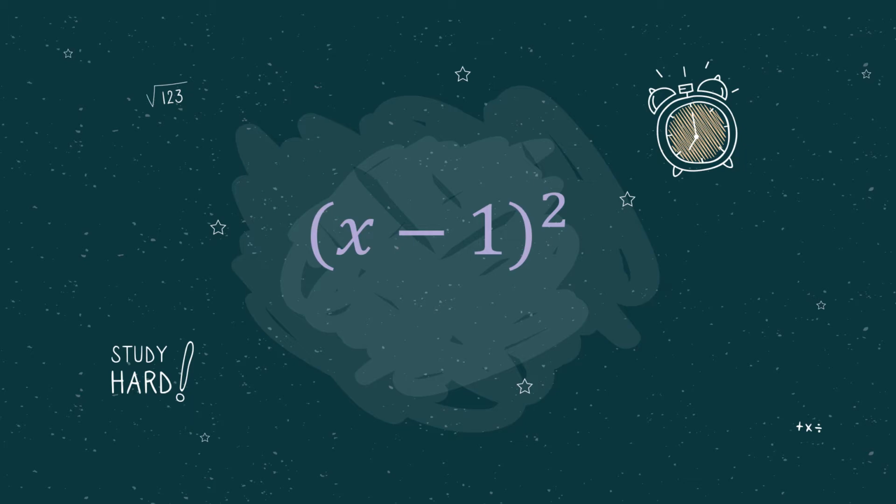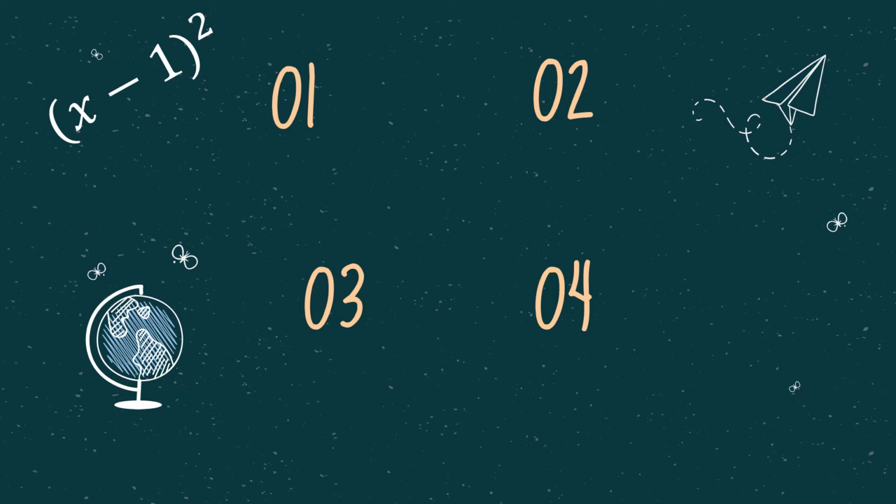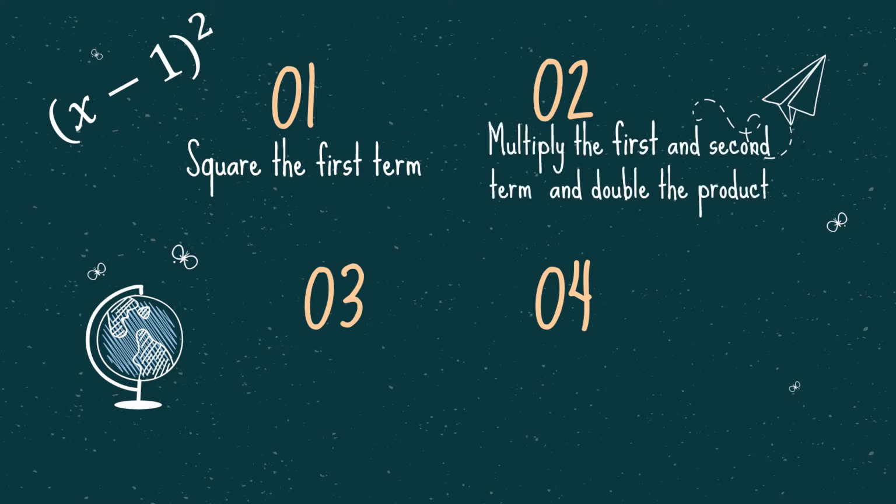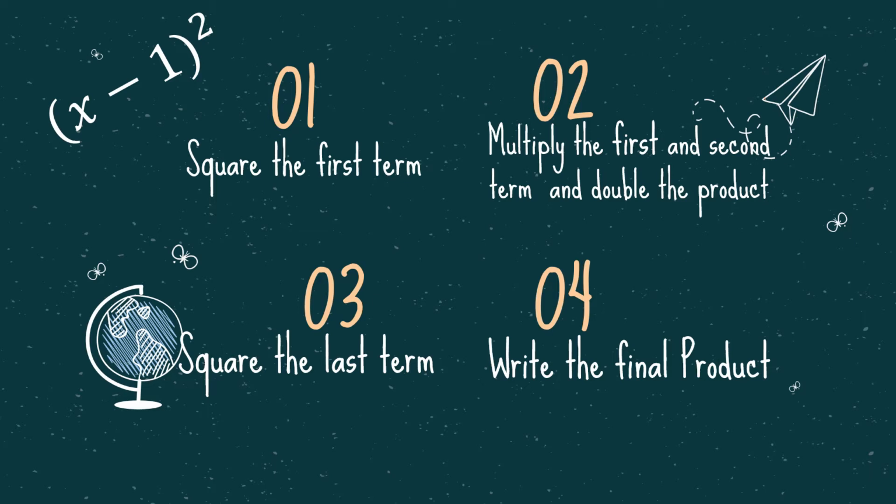So we have ways on how we are going to solve for the square of this binomial. The first thing that we're going to do is, of course, to square the first term. Next is to multiply the first and the second term and then double the product. Third, we square the last term. And lastly, we write the final product.